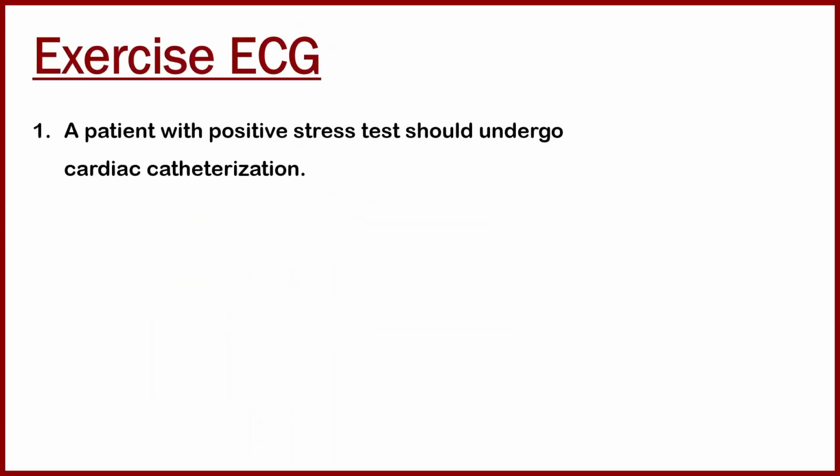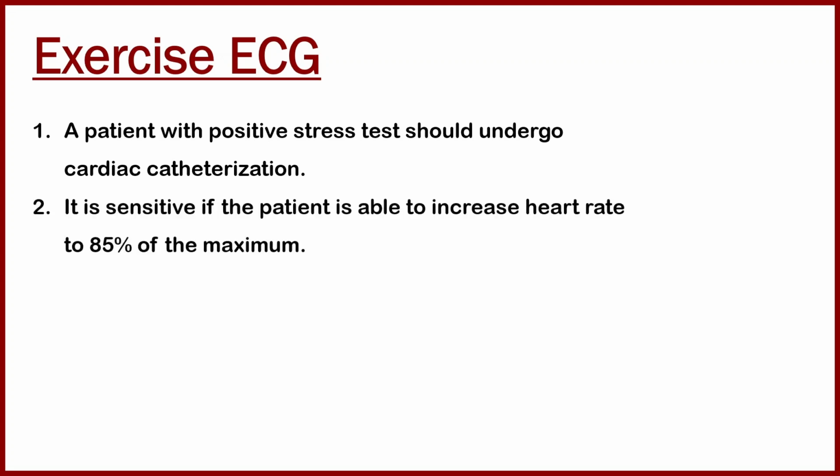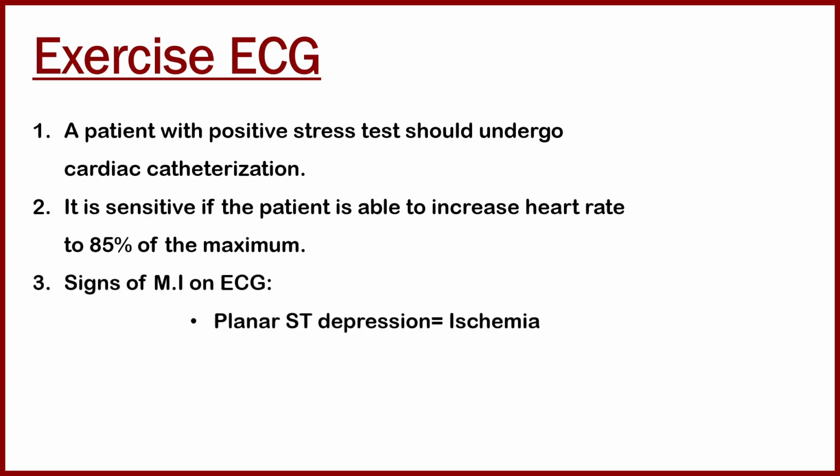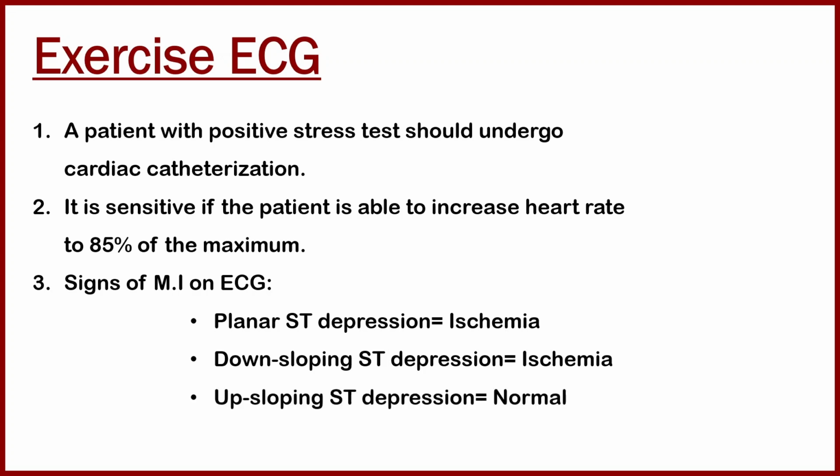So exercise ECG, a patient with positive stress test should undergo cardiac catheterization. It is sensitive if the patient is able to increase heart rate to 85%. Signs of MI on ECG are planar ST depression, which indicates ischemia, downsloping ST depression, which also indicates ischemia, upsloping ST depression, which is normal.